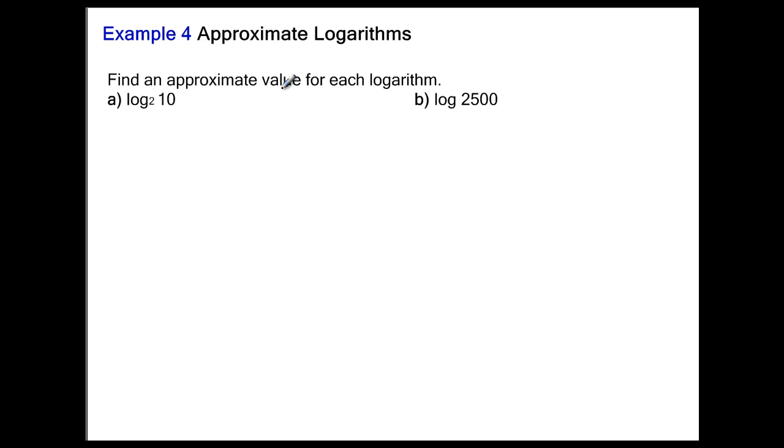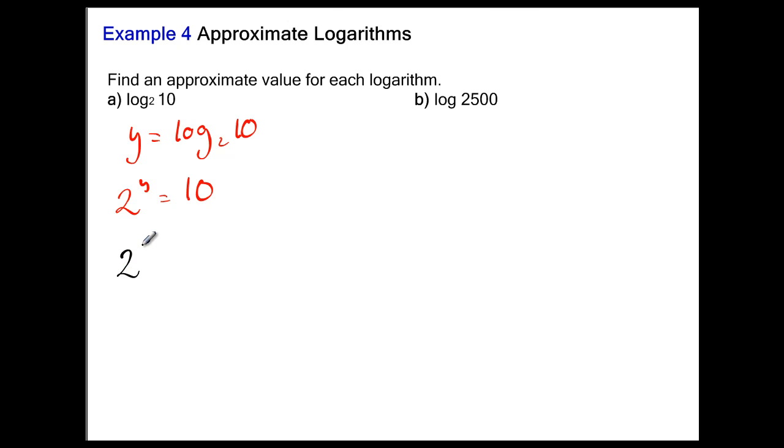Example 4, find an approximate value for each log. So approximate value means get as close as you can. What I'm going to do is write this out as y equals log base 2 of 10, and I'm going to rewrite it as its exponential. So let's write it as 2 to the y is equal to 10. Now, because there is no number that works out exactly to 10, I'm going to have to approximate. So this is what I'm going to look at.